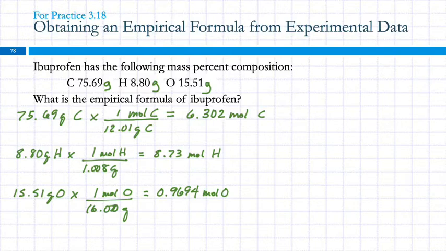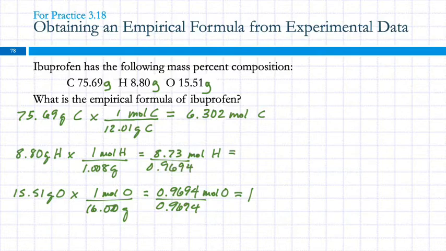Thank you. Okay, questions? What do we do next? Divide by the smallest. We need to get whole number ratios. So here, this is the smallest one. When I divide that by itself, of course, I get 1. 0.9694.